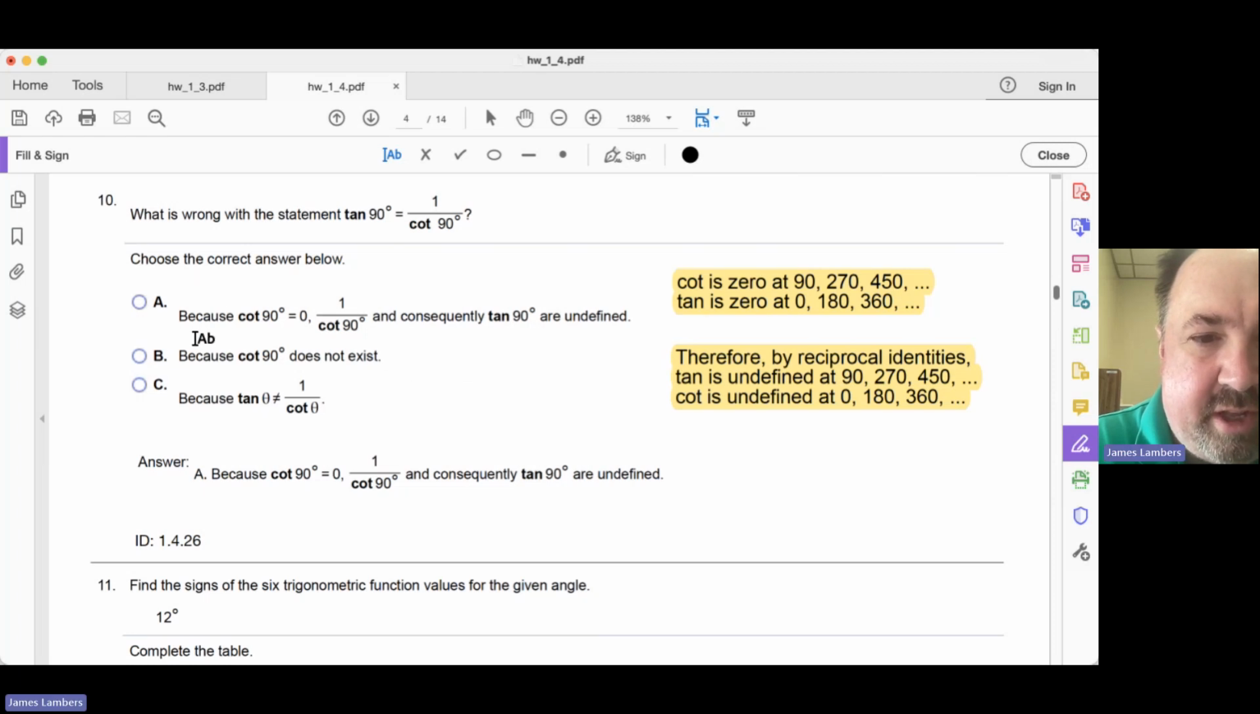This is the correct reason as to why it's wrong. That you have 0, and then you end up dividing by 0, so you can't evaluate tangent at 90 degrees. B is wrong because cotangent at 90 degrees certainly is defined. It's 0. Statement C is wrong because in general this reciprocal identity does hold. The only time it doesn't hold is for the angles at which cotangent is equal to 0.